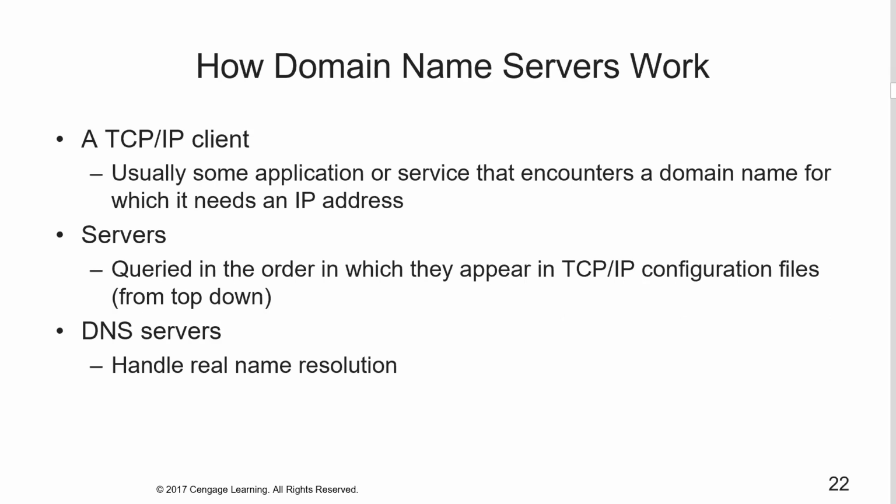So how do domain name servers work? Well, a TCP/IP client is usually some application or service that encounters a domain name, and it needs an IP address for that domain. So when a TCP/IP client uses a resolver to send a name query to a DNS server, that client obtains the address for the DNS server it queries from its TCP/IP configuration data.